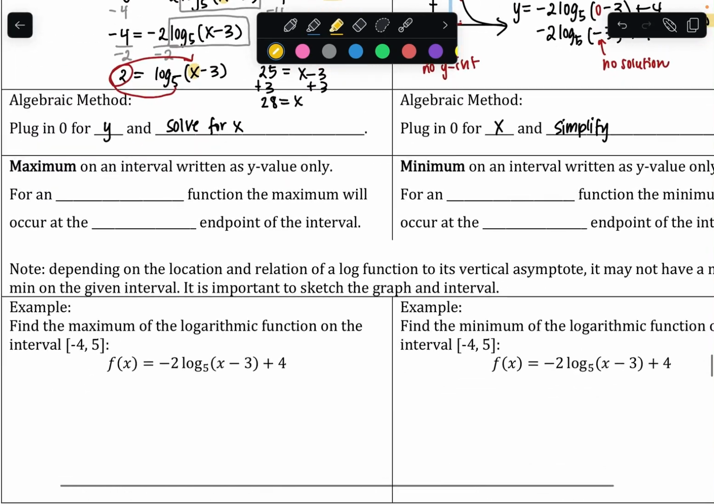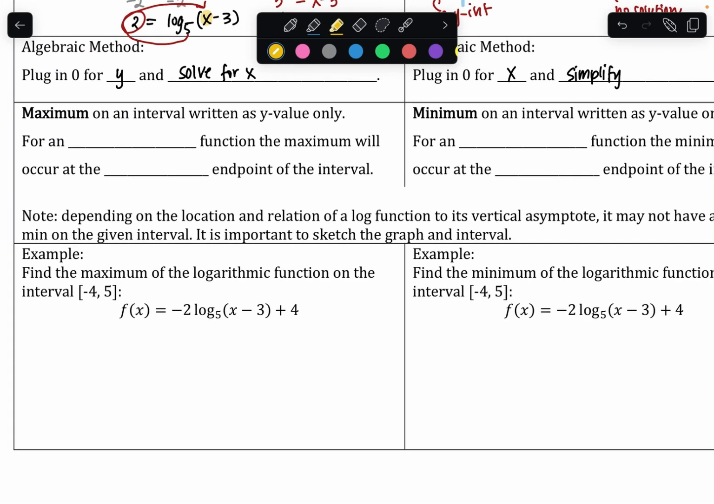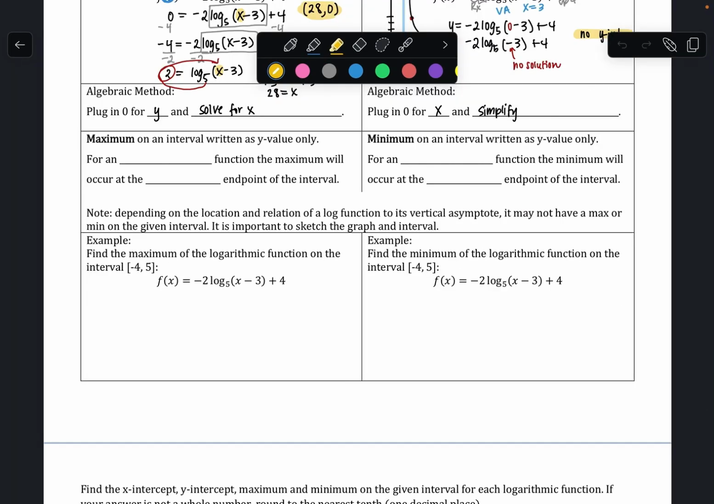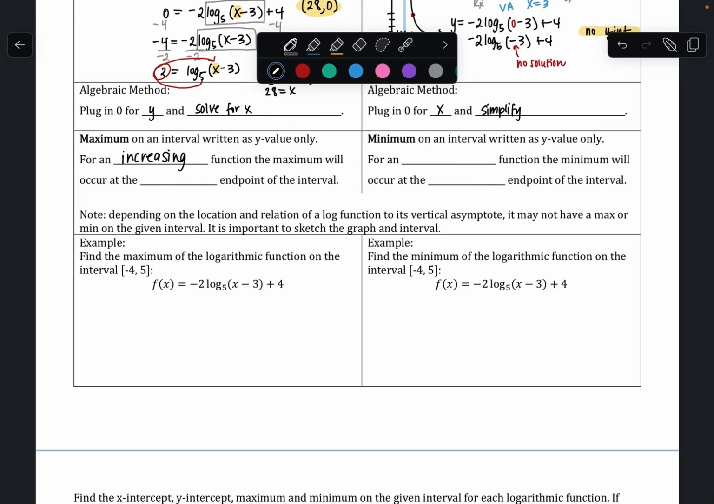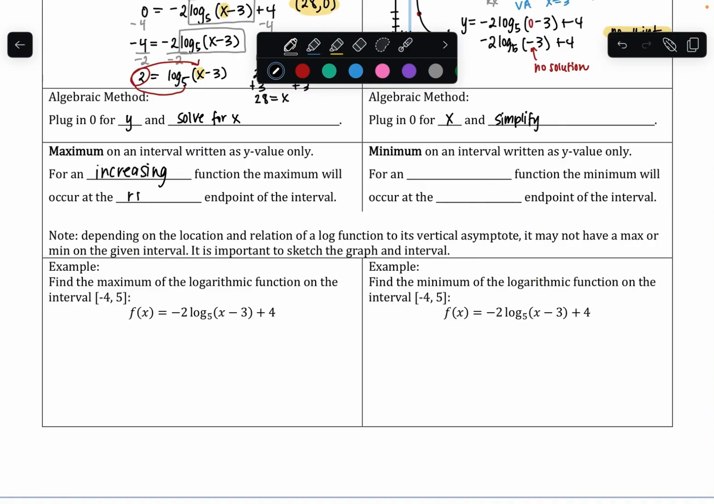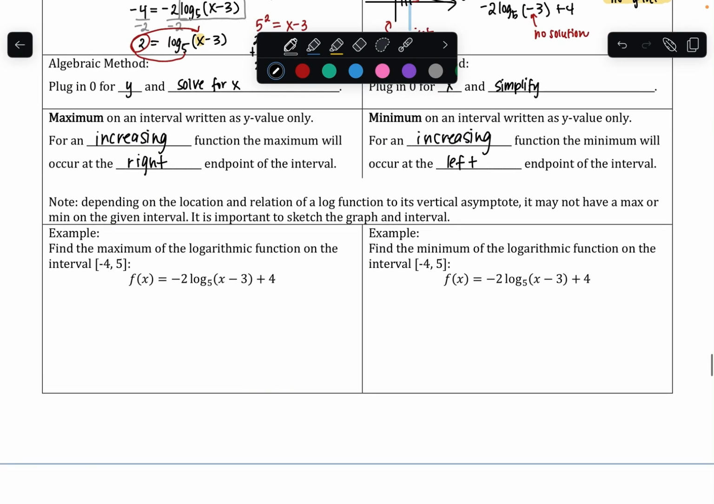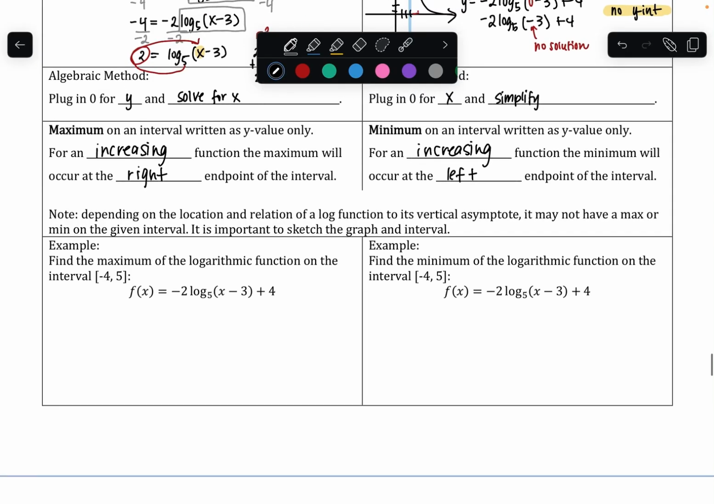Okay, next we're going to talk about max and min on intervals. So this is where we care about whether the function is increasing or decreasing, because when we are talking about an increasing function, as long as the vertical asymptote isn't on the interval, it will occur at the right endpoint. Okay, if we're trying to find the minimum, an increasing function, the minimum will occur at the left endpoint. But again, we really have to sketch this in order to see what's happening. And then for decreasing functions, it'll be the opposite.